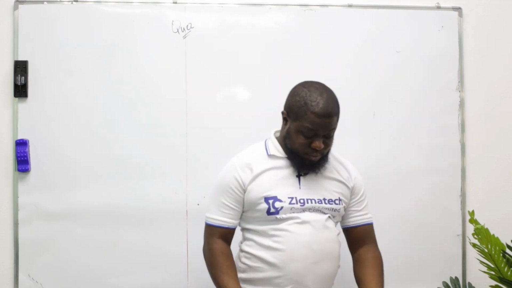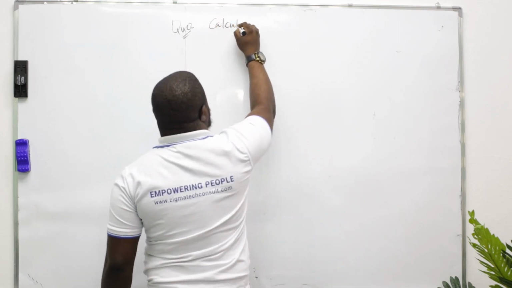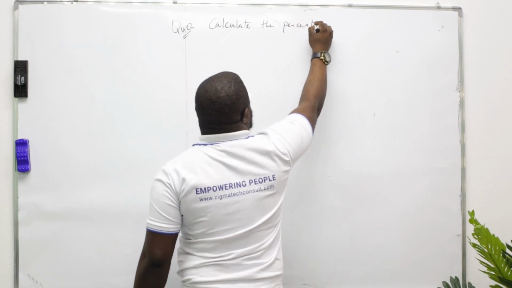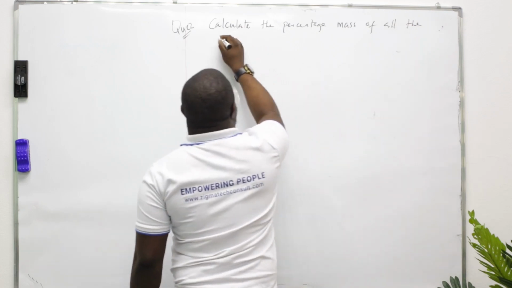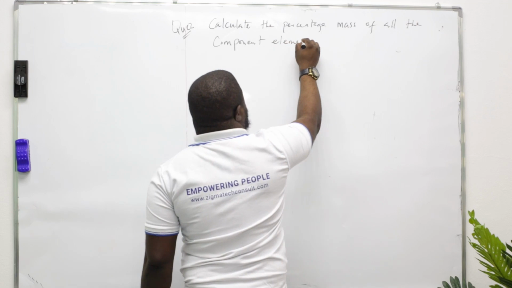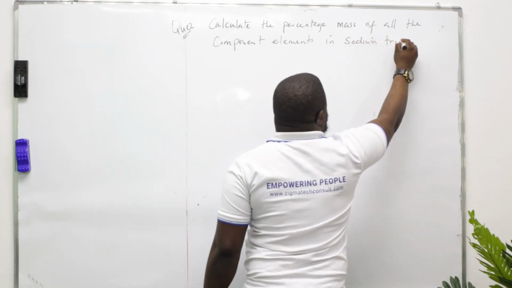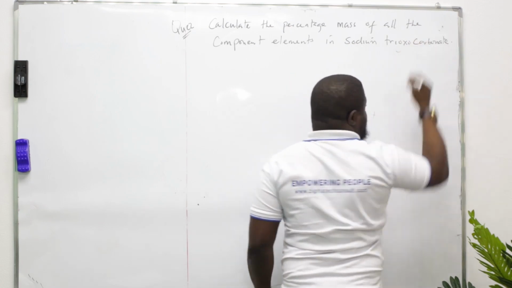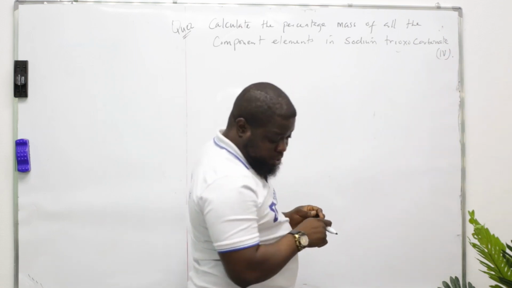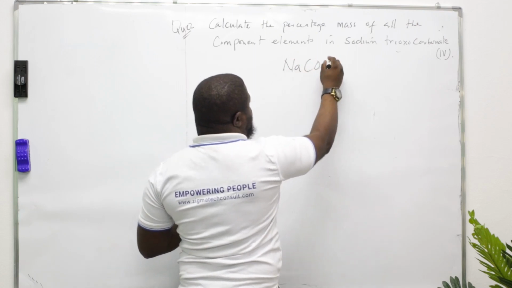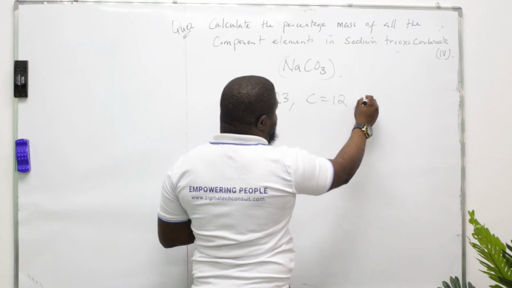Now, the next question says, calculate the percentage by mass of all the component elements in sodium trioxocarbonate(IV). Okay? Sodium carbonate, Na2CO3. They gave you Na as 23, C as 12, and O as 16.